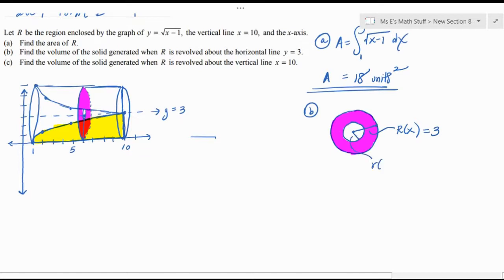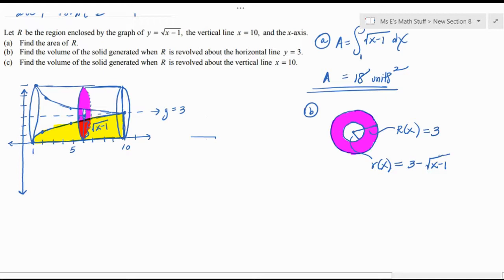Okay, now your inner radius, however, that would vary depending on where the washer is, so we should get a function of x for that part. Now think this through with me. The distance from the x-axis up to the square root graph, that's the square root of x minus 1. But we want this distance that's between the axis of revolution and that graph. So that little distance would be 3 units, take away the square root of x minus 1. I hope that makes sense, okay? If it doesn't, make sure you ask me about it, okay?